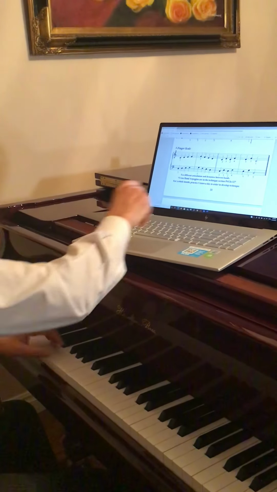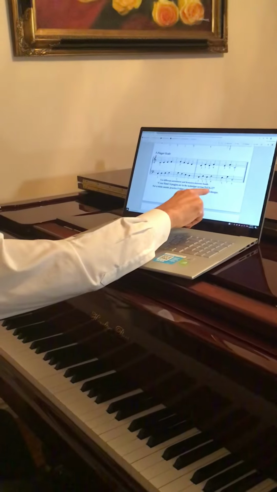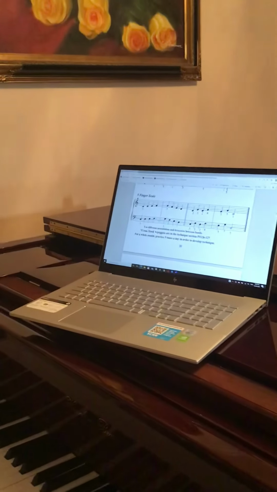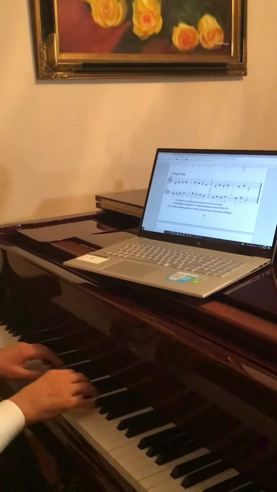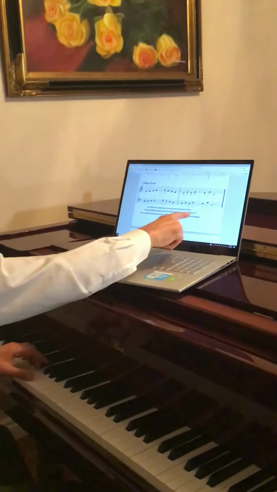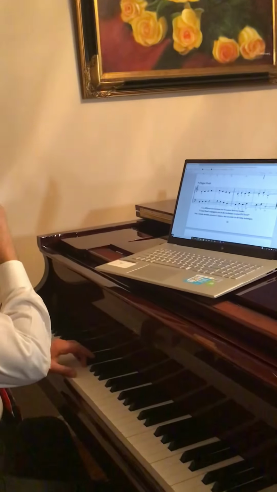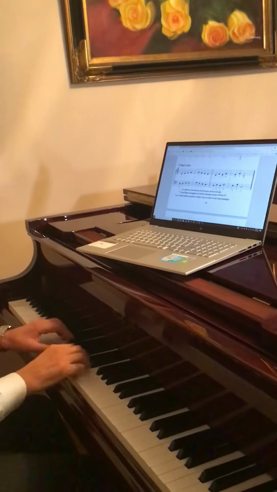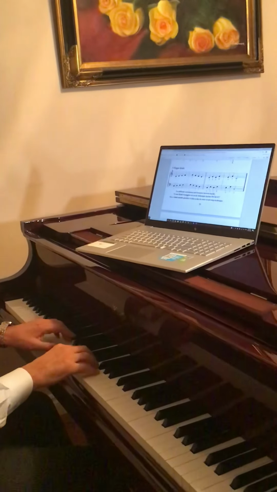Also, on pages 26, 27, we have the crosshand arpeggio. Yes, you can find it, crosshand arpeggio, on page 26 and 126, 127. Crosshand arpeggio is like that.